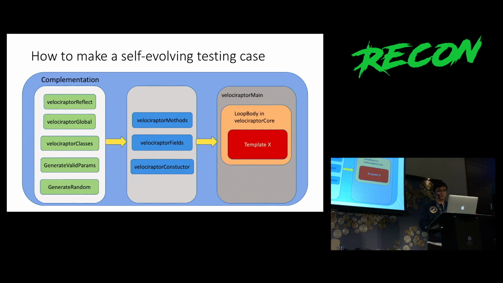There are 3 layers in our implementation. The first layer is for some basic libraries, like the reflect library, random generator, something like that. The second layer is for method, field, and constructor interfaces called by the template directly. The third layer is for main, loop body, and template. We will introduce them respectively.